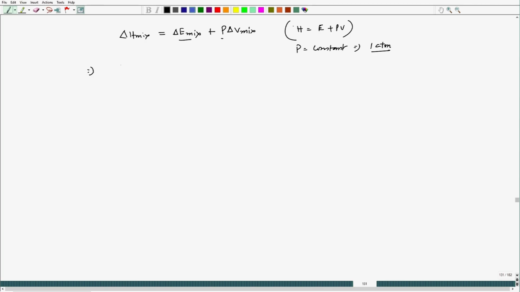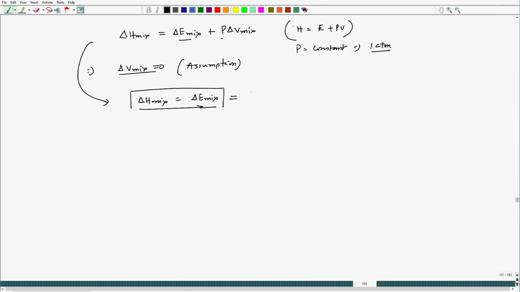Now, here that assumption we have taken, del V mix equal to 0, will be very useful. So, from here we can write del H mix equal to del E mix. So, this is equal to PAB times EAB minus EAA plus EBB by 2. Okay. So, del H mix equal to del E mix.